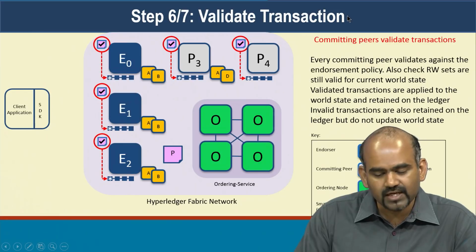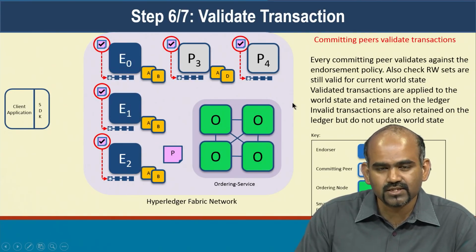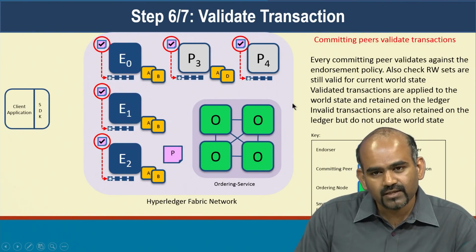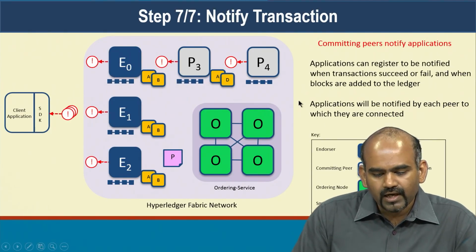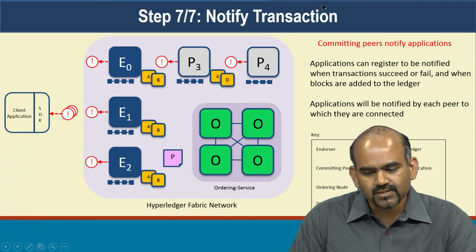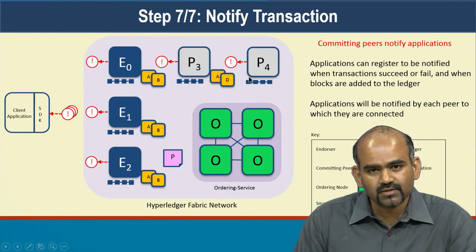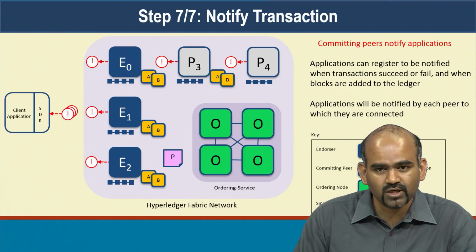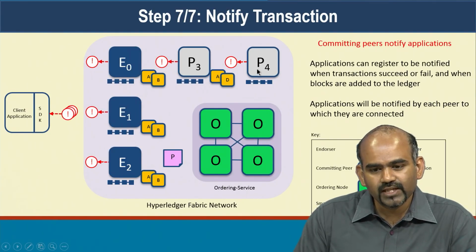So that's the validation step, saying which transactions are valid, which transactions are invalid, and that flag of whether it's valid or invalid is included in the block itself. And now the final step is, now all the peers are going to commit the set of valid transactions. They're going to commit the block. They're going to add that block into the blockchain, and each of them will emit events.